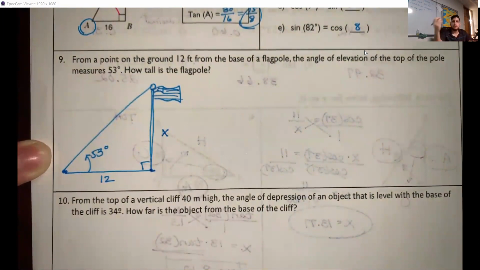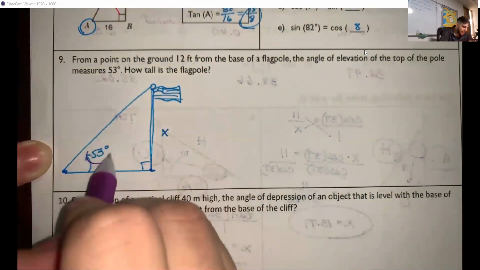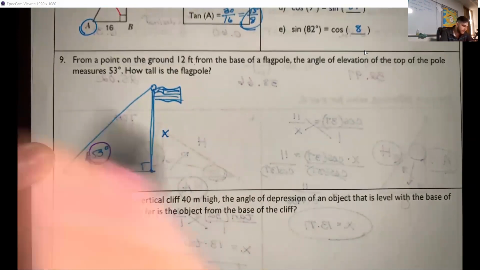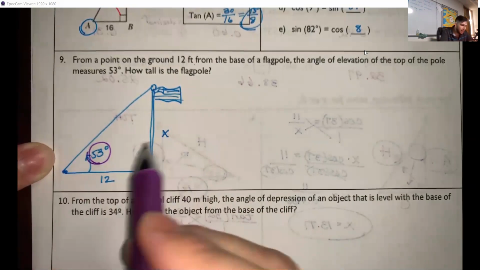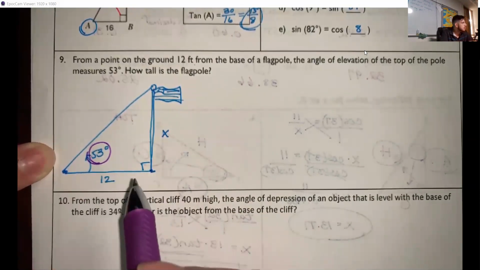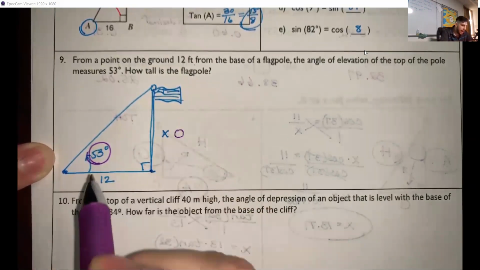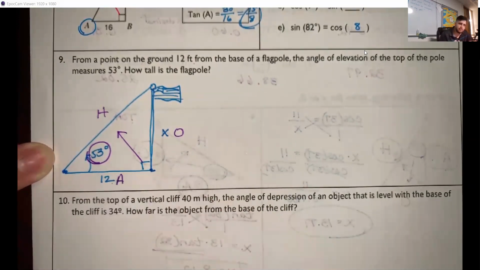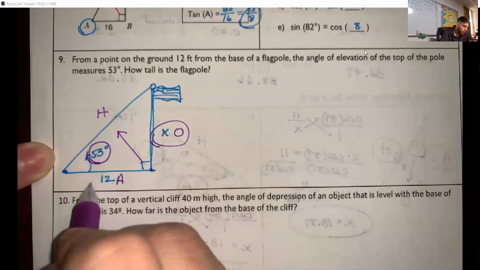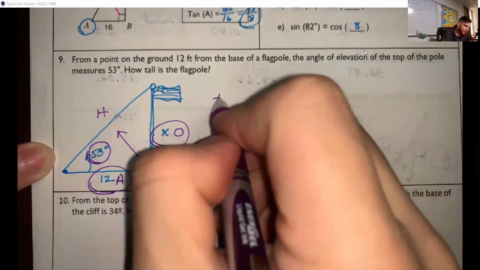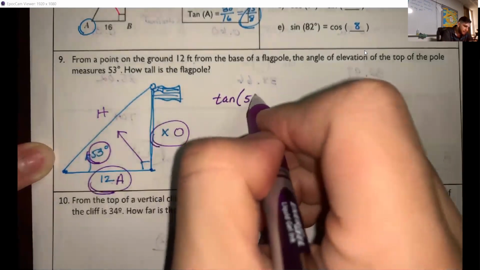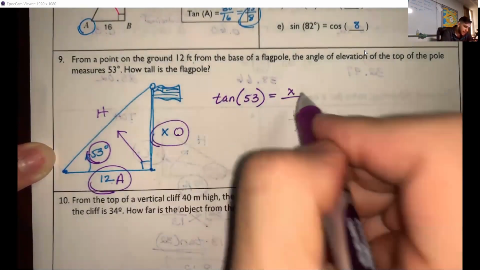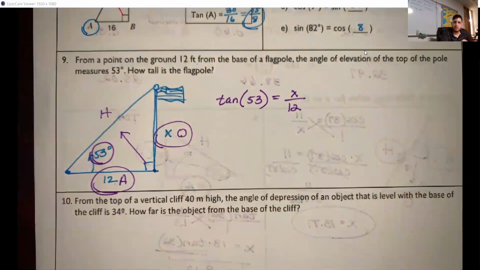Now it's just a problem like we've been doing this whole time. I have this angle of 53 degrees, right? What parts of the triangle do I have? Well, obviously the opposite is which one? That's X, right? Hypotenuse, that's the one across from the 90-degree angle. And then, of course, the one left over is adjacent. So I have TOA. So I'm going to set this up. Tangent of my angle, 53 degrees, is equal to opposite over adjacent, X divided by 12, right?